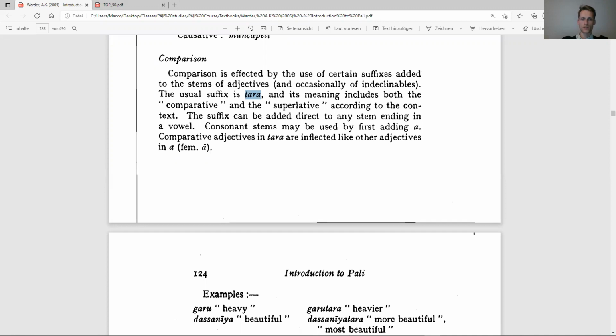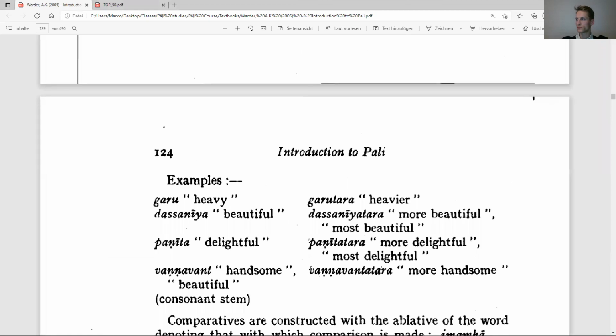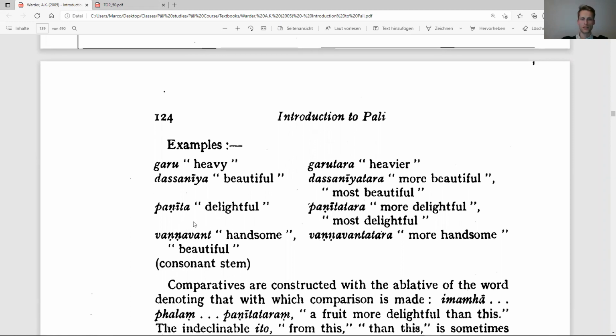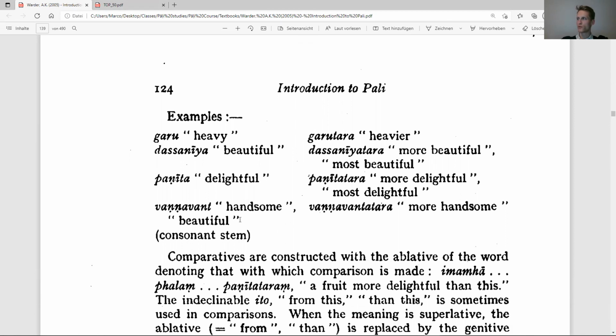Comparative adjectives in tara are inflected like other adjectives in short a, the masculine as well as neuter, or the feminine adjectives in long a. So examples would be garu, heavy, garutara, heavier; dassaniya, beautiful, dassaniyatara, more beautiful, most beautiful; panita, delightful, panitatara, more delightful, most delightful; vannavant, handsome, beautiful, vannavantatara, more handsome.